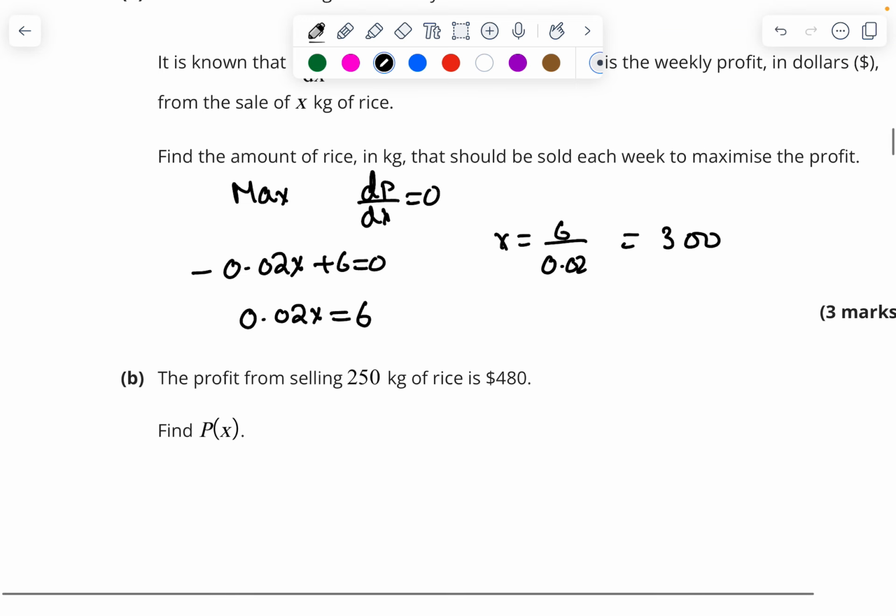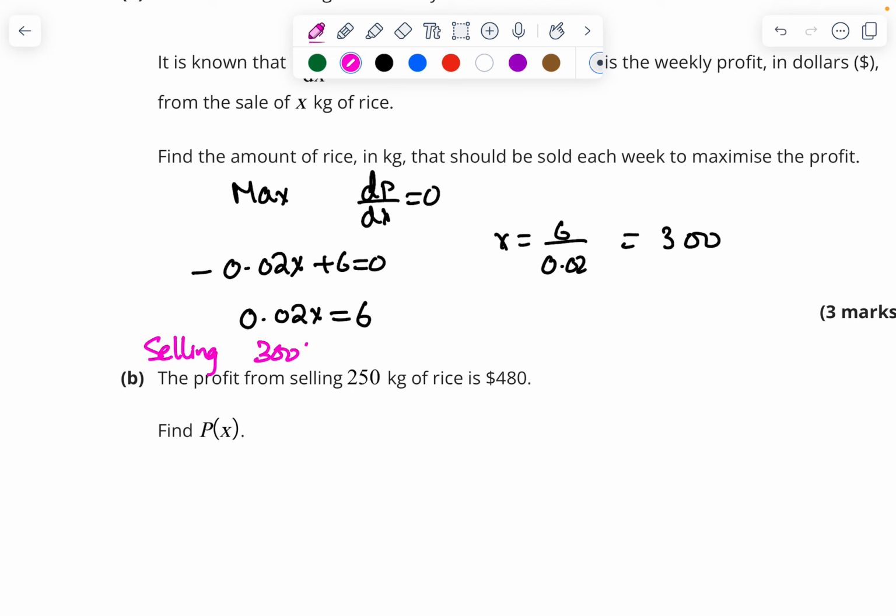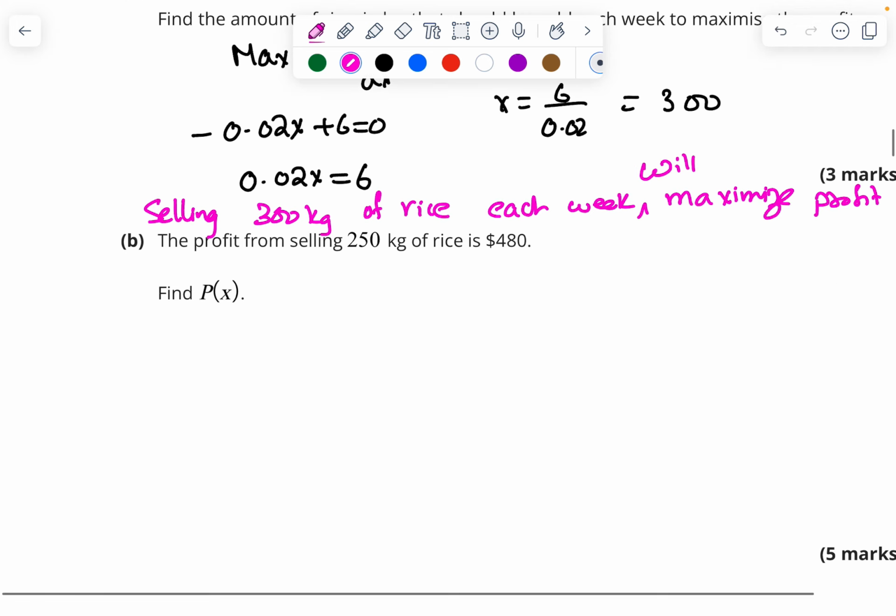Now, what is that? Selling 300 kgs of rice each week will maximize profit. Then the profit from selling 250 kgs of rice is 480.